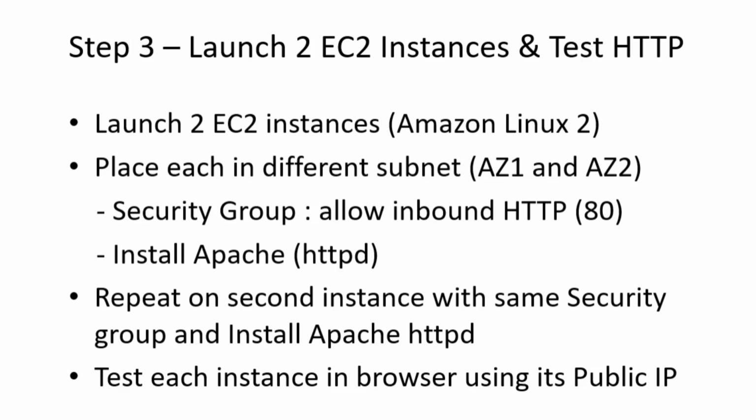After they are running, we'll connect to each instance and install Apache HTTPD to serve simple web pages. We'll repeat the process on the second instance so both are set up identically. Finally, we'll test each instance directly in the browser using their public IP addresses. If both display their web pages, our servers are ready to be registered behind the application load balancer.